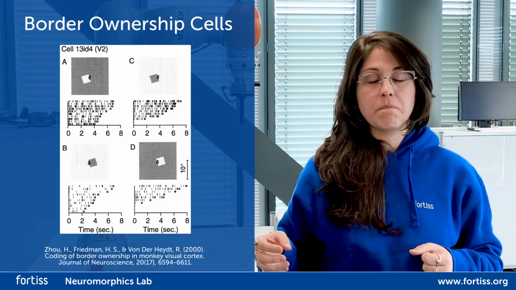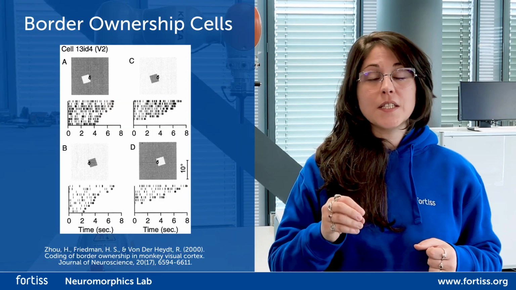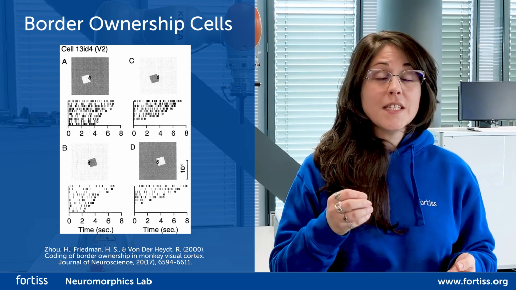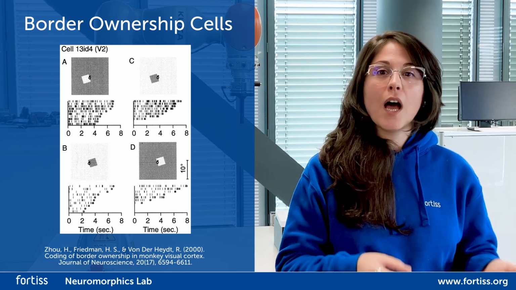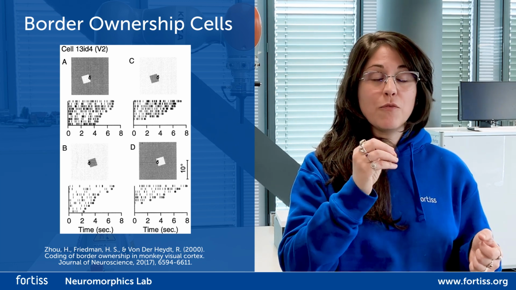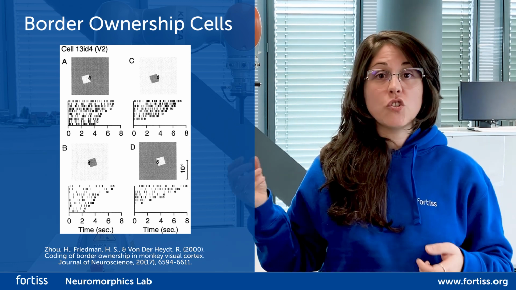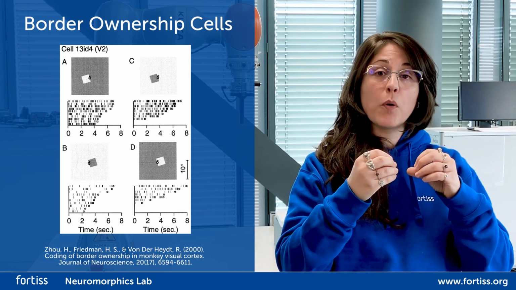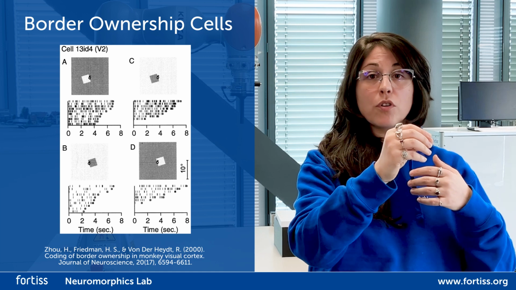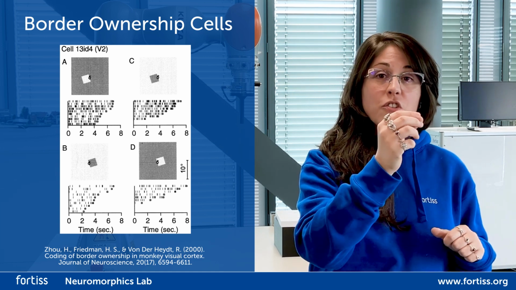So what's a proto-object? Proto-object takes inspiration from the border ownership cells. The border ownership cells are cells that we have in the secondary visual cortex, V2. These cells were found in 2000 by Zhou et al. And basically, as you can see in the image shown, they are on the edges of the foreground. We have background and foreground, and they are on the edges of the foreground.